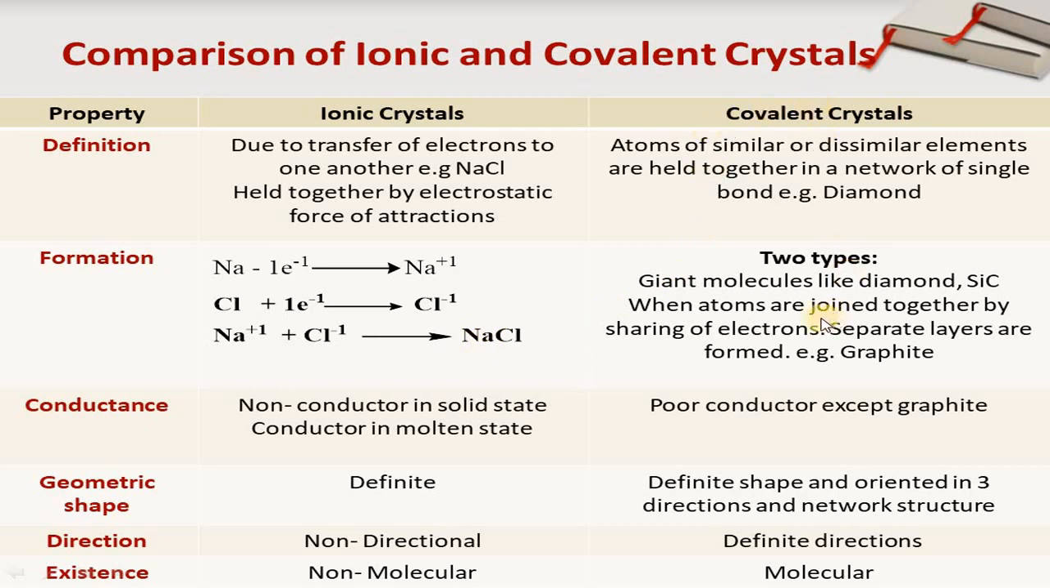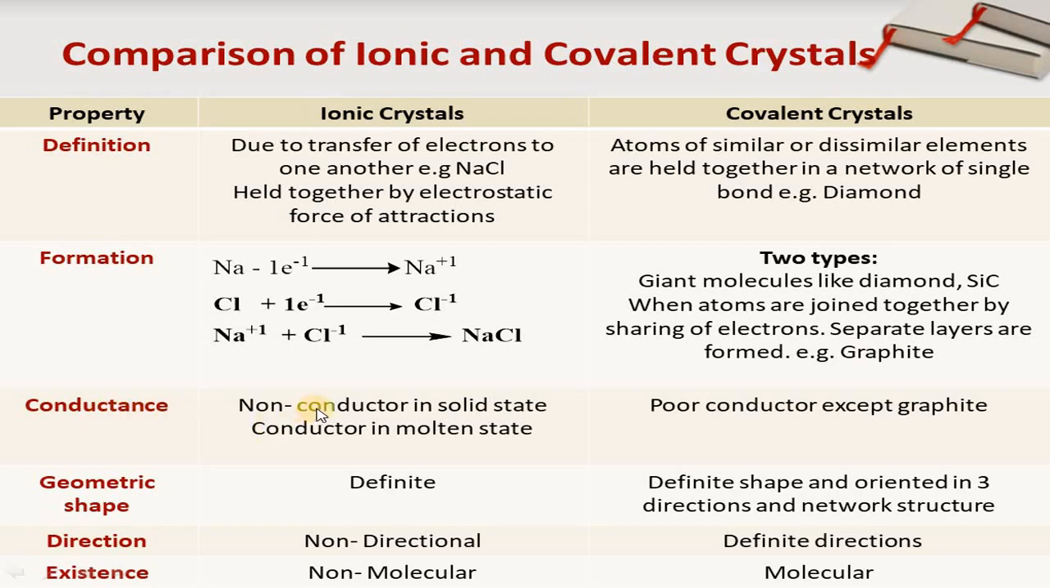Covalent crystals are basically of two types. In the first, covalent bonds result in the formation of giant molecules. We have the examples of diamond and silicon carbide. The second type is when atoms are joined together by sharing of electrons. In this type, separate layers are formed, for example, graphite.